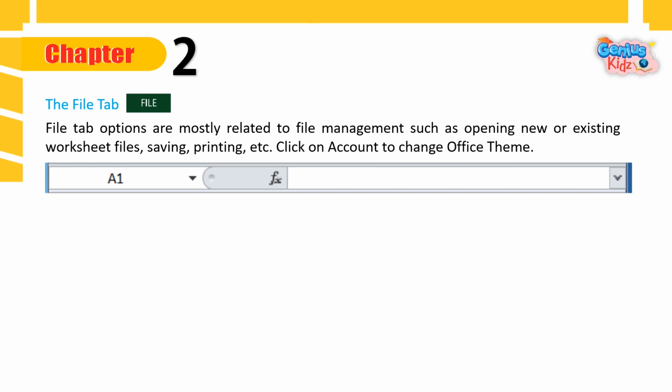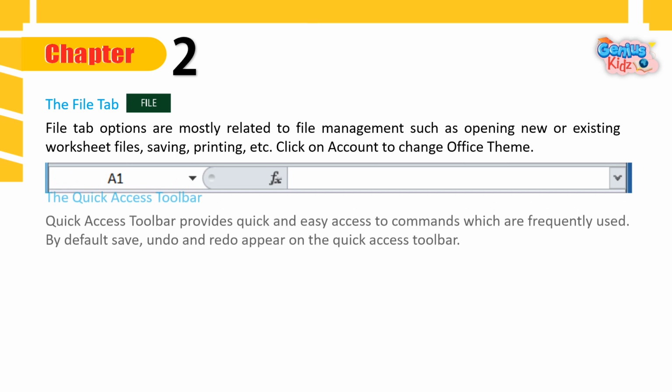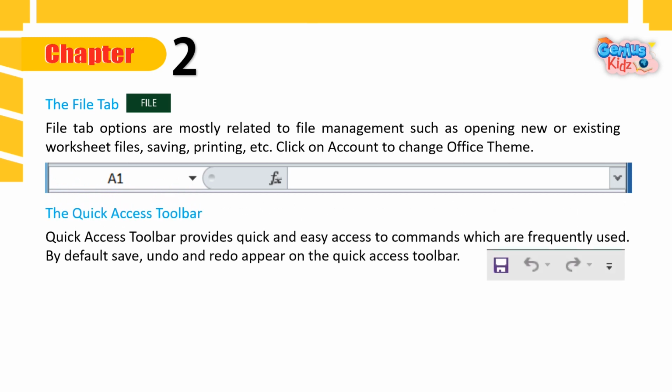The File tab. File tab options are mostly related to file management, such as opening new or existing worksheet files, saving, printing, etc. Click on Account to change Office theme. The Quick Access toolbar. Quick Access toolbar provides quick and easy access to commands which are frequently used. By default, Save, Undo and Redo appear on the Quick Access toolbar.